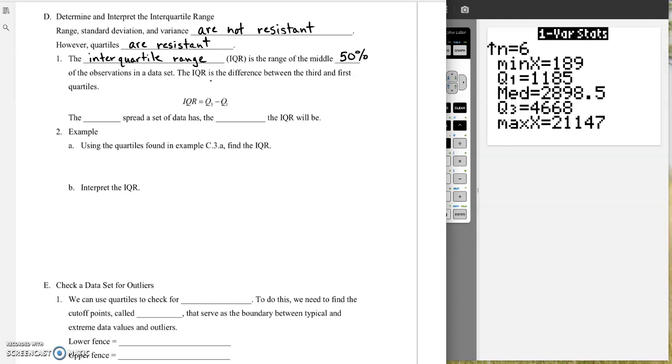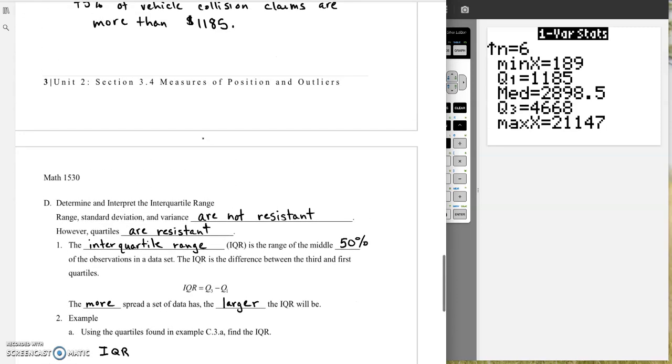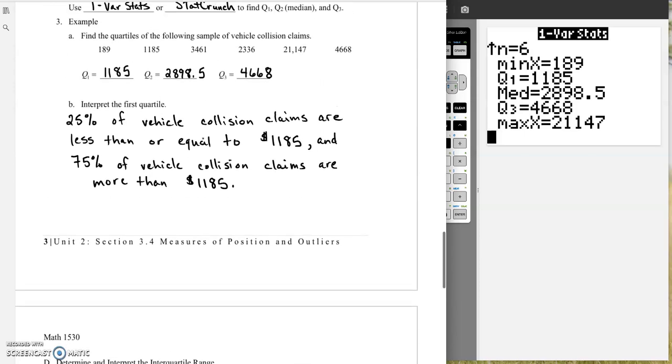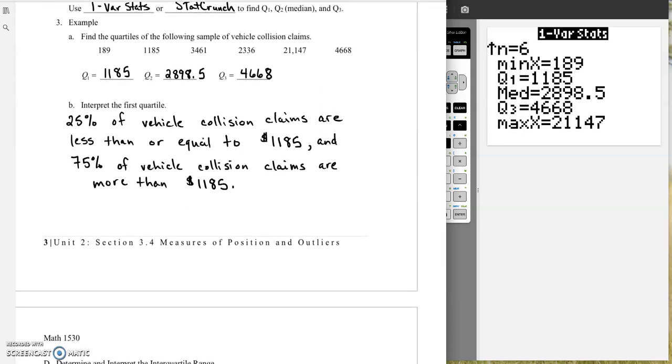The way we find the IQR is by subtracting Q3 minus Q1. The more spread a set of data has, the larger the interquartile range will be. For example, let's find the IQR from the quartiles we found in the example at the end of the last video.